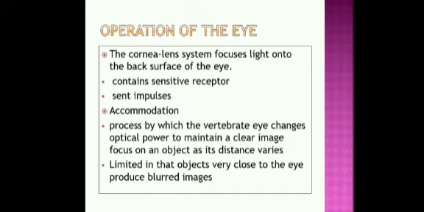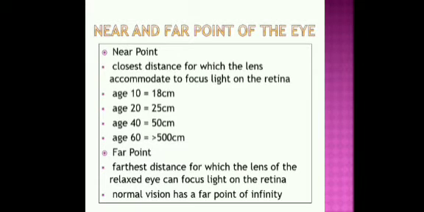And next is accommodation. This is the process by which the vertebrate eye changes optical power to maintain a clear image focus on an object as its distance varies. It is limited in that objects very close to the eye produce blurred images. This means accommodation is the ability of the eye to change its focus from distant to near objects and vice versa.